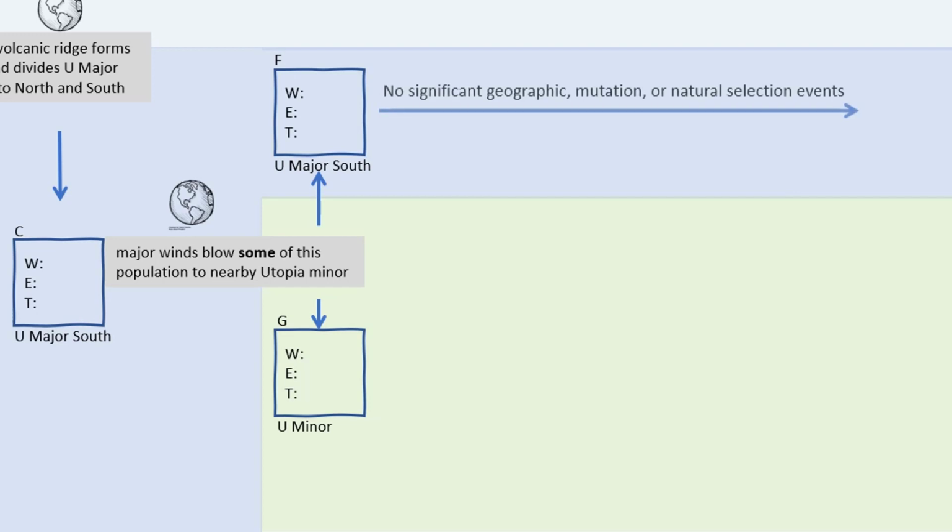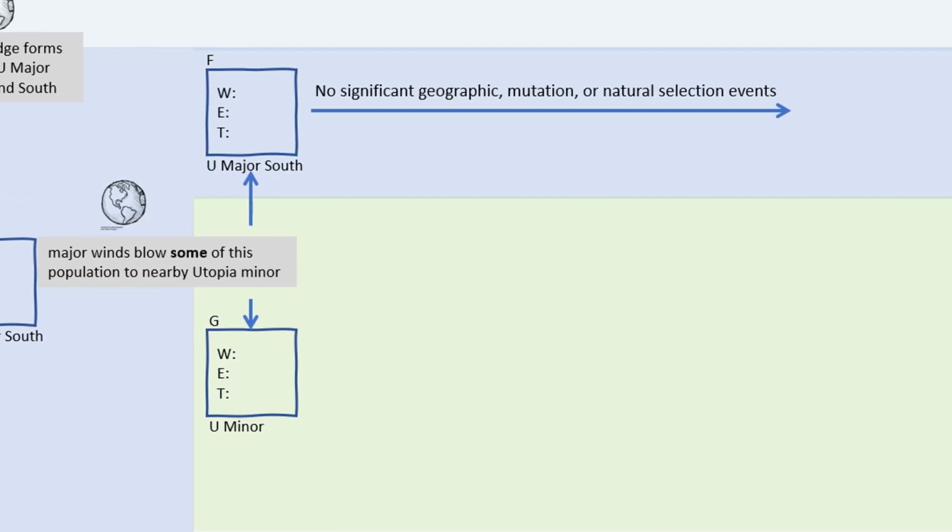It turns out that for population F, no significant geographic, mutation, or natural selection events have occurred since the windstorm. Because it is now much later in time, let's call the current population O. Pause the video here and fill in the traits for this new population O.